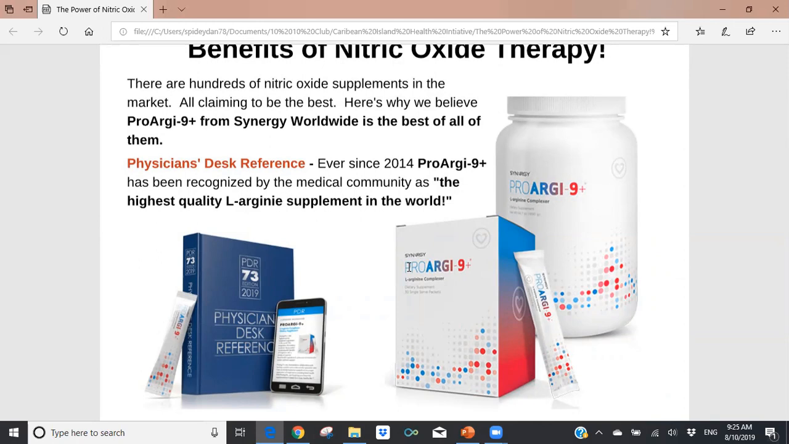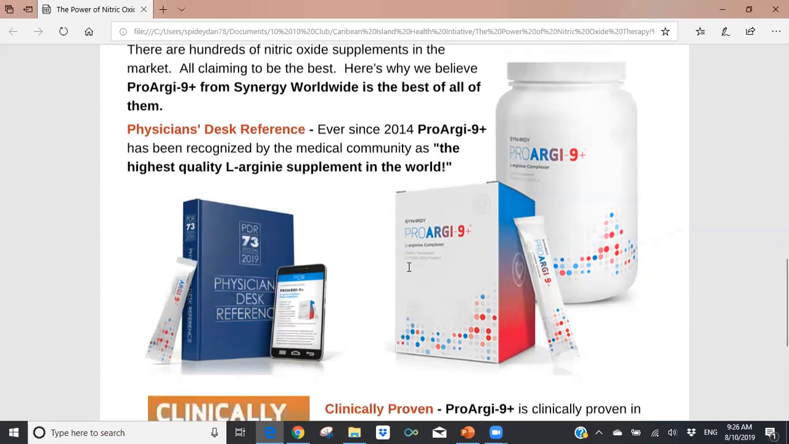First off, it's recognized by the Physicians' Desk Reference. Ever since 2014, Pro Arginine Plus has been recognized by the medical community as the highest quality L-arginine supplement in the world. I see I've got a spelling mistake there on L-arginine, so I'll have to correct that and change the PDF. And so in talking with John, you know, again, John, this is not me telling you that Pro Arginine Plus is the best and highest quality L-arginine supplement in the world. This is actually the medical community. In fact, John, Pro Arginine Plus is the only L-arginine supplement actually recognized by the medical community.